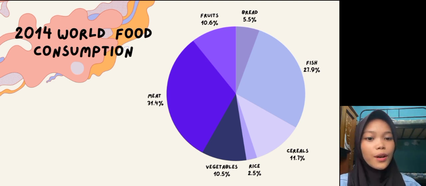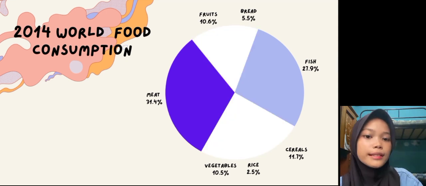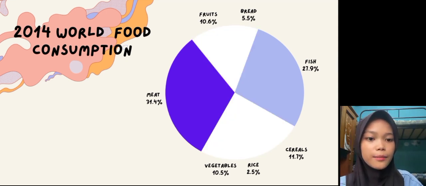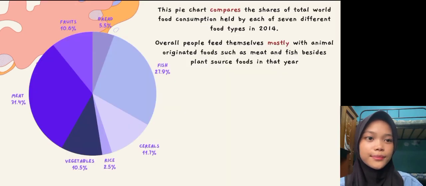So, for those of you who were able to find it, congratulations! And for those of you who want to enjoy watching, feel free! Meat was eaten by people the most. The second most consumed food was fish. Both of them originate from animals, so they can be grouped into one category. The others are plant source foods. We can group them into another category.